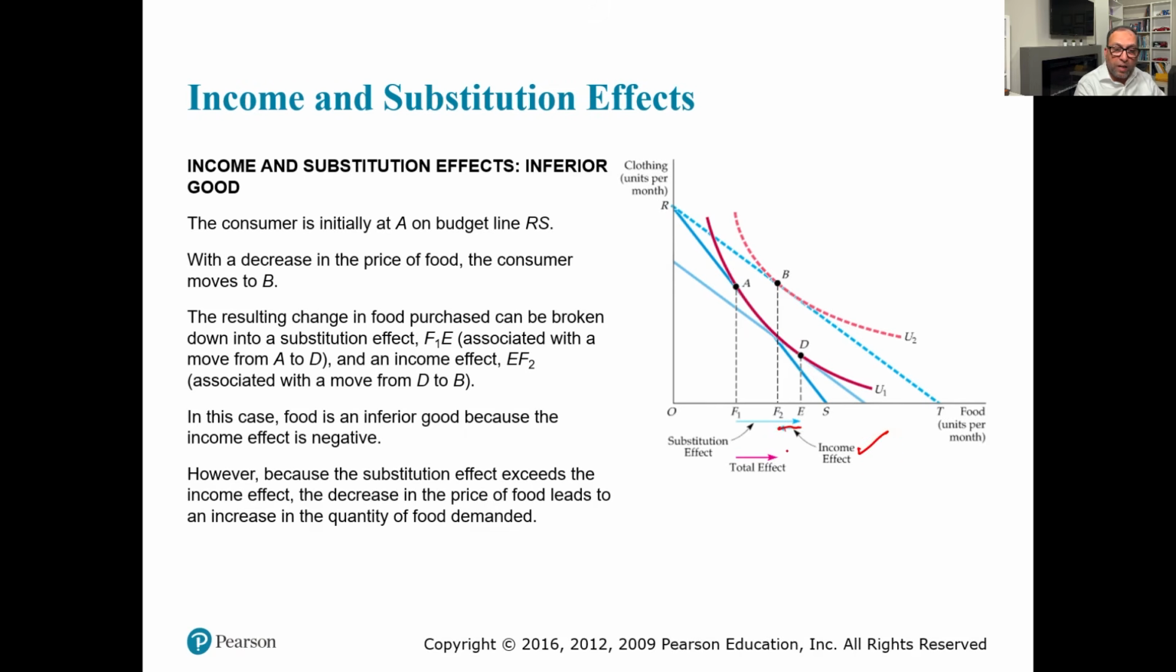When this effect works, the consumer is not buying at E but buying there. It means the initial substitution effect is this much, and because of the income effect it goes down to this. But it is still a downward sloping demand curve. Even as the price decreases, the demand increases from F1 to F2, because the substitution effect exceeds the income effect. The decrease in the price leads to an increase in the quantity of the good demanded.